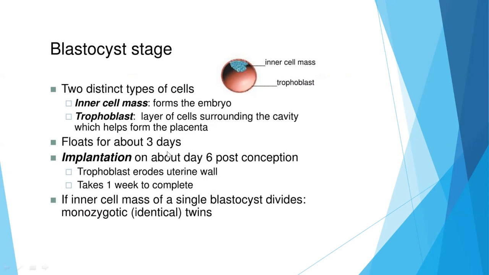It floats for about 3 days. The implantation occurs on about day 6 post-conception. The trophoblast erodes the uterine wall and takes 1 week to complete.